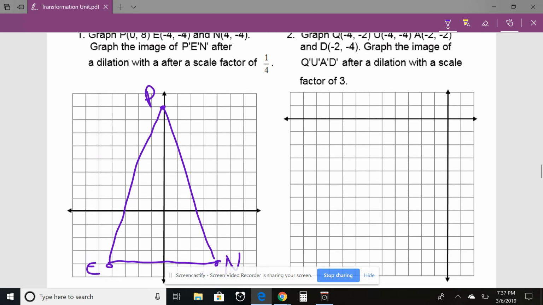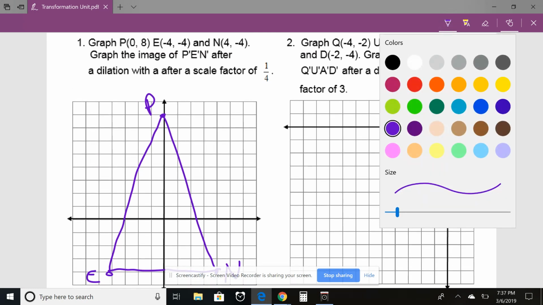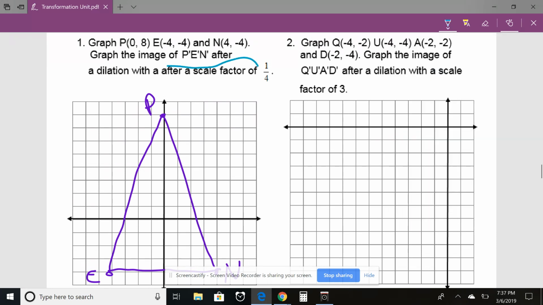Now, the scale factor of 1/4 means that I take that 1/4 and multiply every single number in the coordinate by 1/4. So my P prime, 0 times 1/4 is 0, 8 times 1/4 is 2. My E prime is going to be -4 times 1/4 is -1, -1. And my N prime is going to be 1/4 times 4 is +1, 1/4 times -4 is -1.